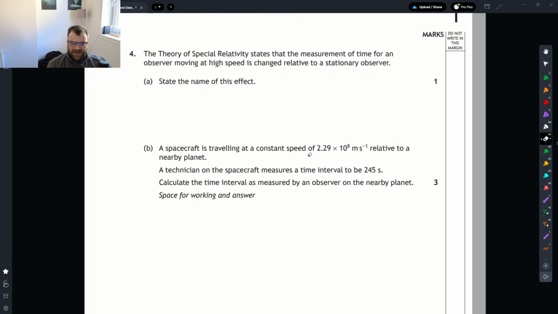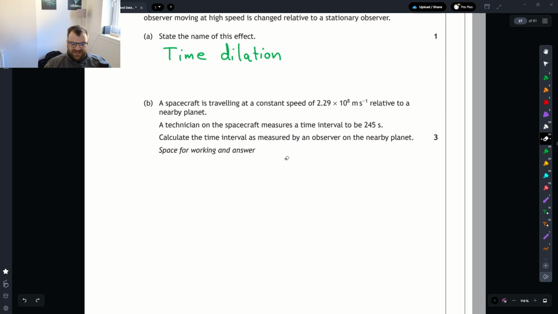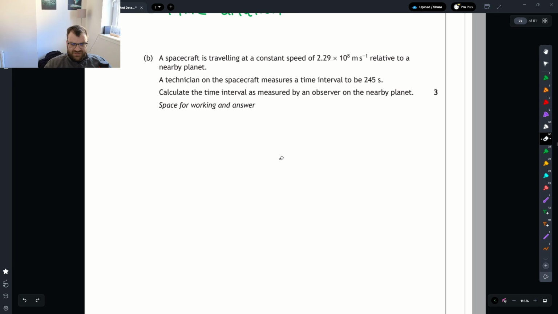In this one, we're asked about the term for the change in the measurement of time for people moving at high speed compared to a stationary observer. That is time dilation. That's what we're doing with that one. We're asked then to work out the time interval measured by the observer on the nearby planet. We have speed, we have time.